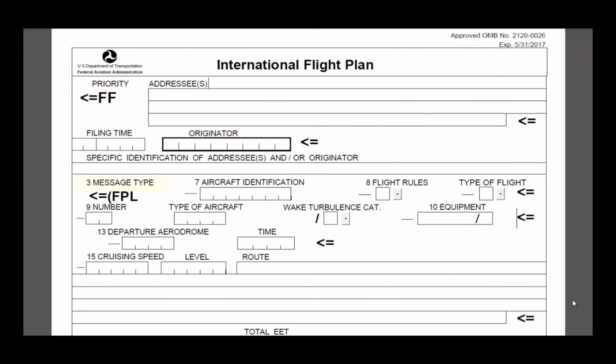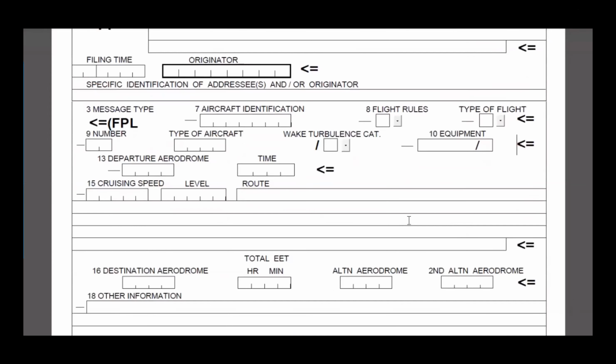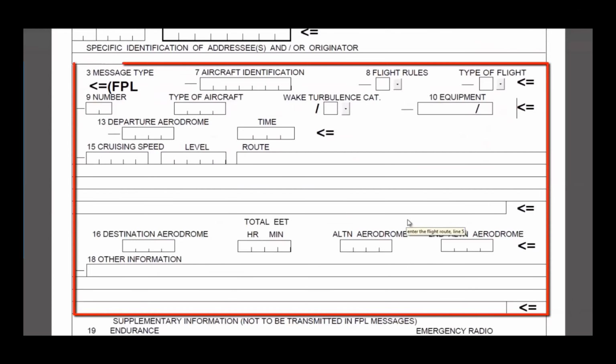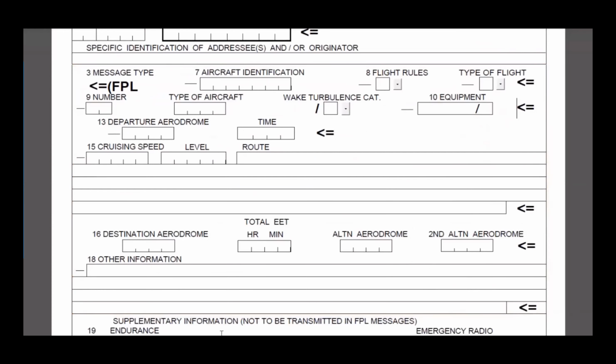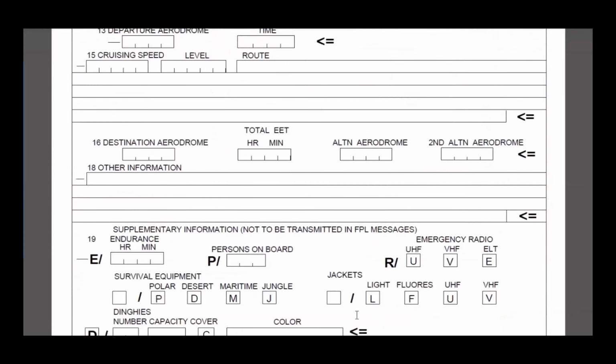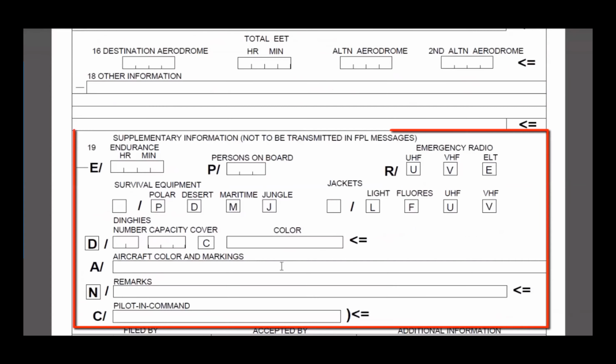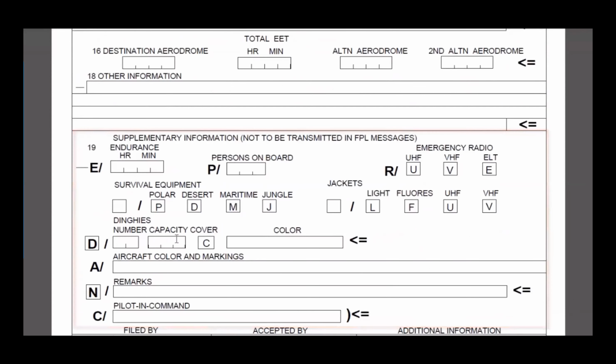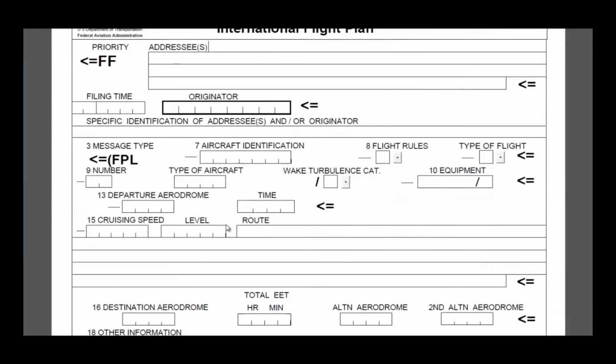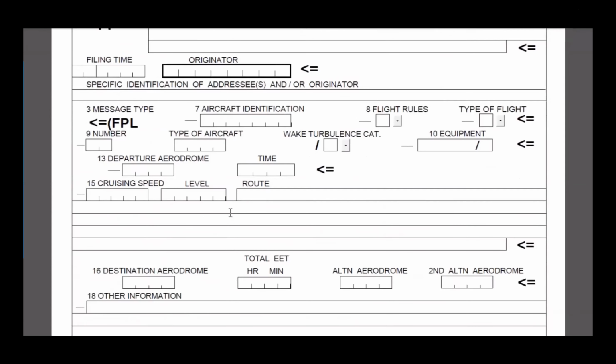Leaves the message area right here. And the message area is this whole area right there. And this is where the main part of your flight plan would be. The supplementary information section down here is basically information which we'll talk about later too. So these are the 2 sections that you would be using. The top one, you wouldn't even use that.